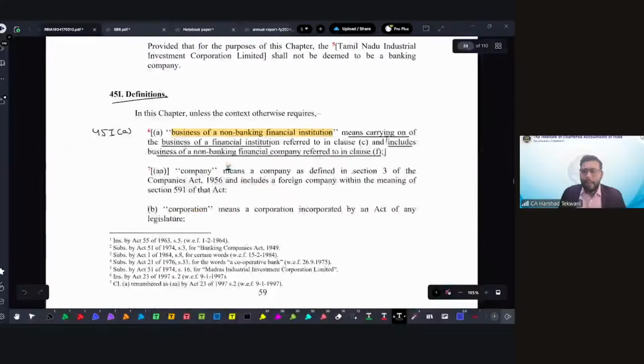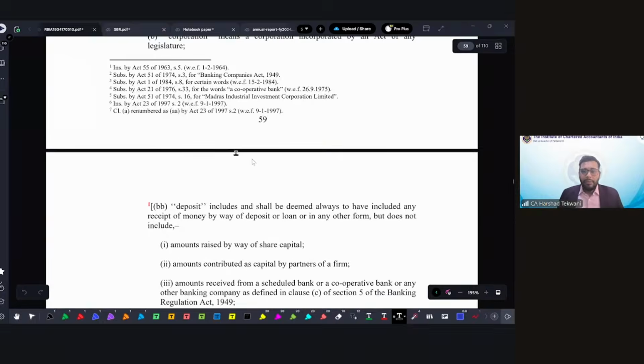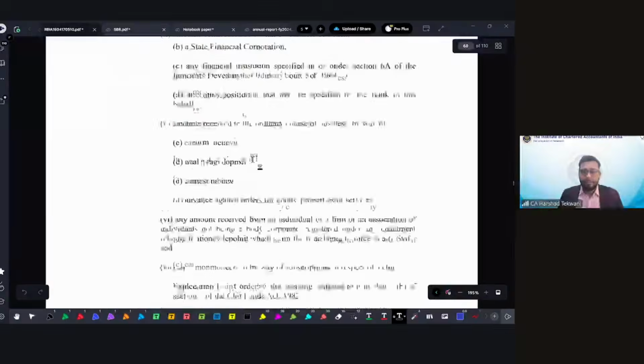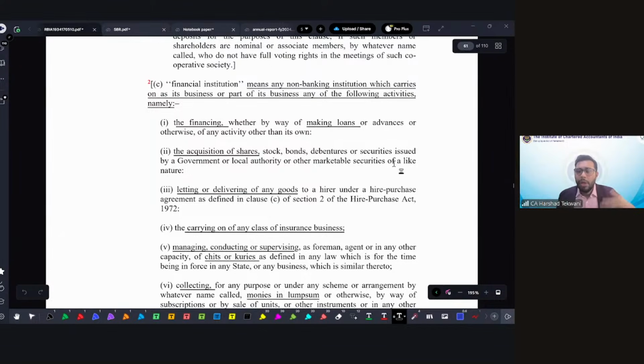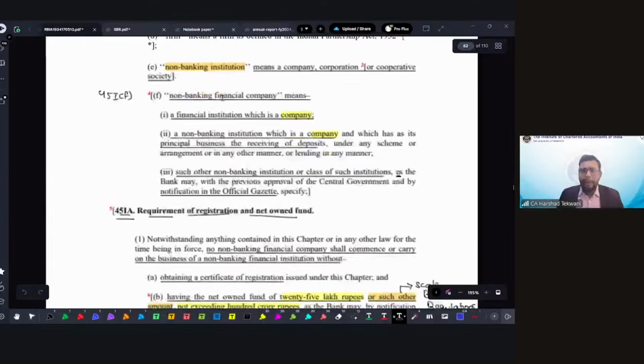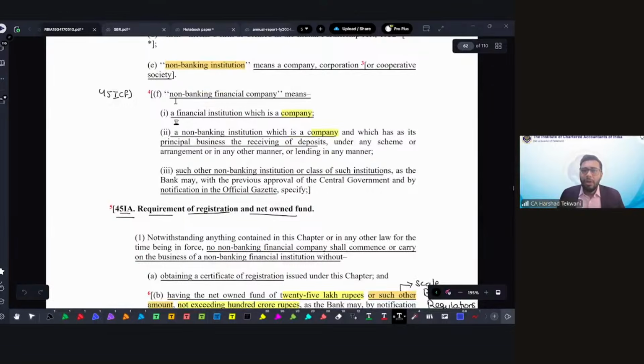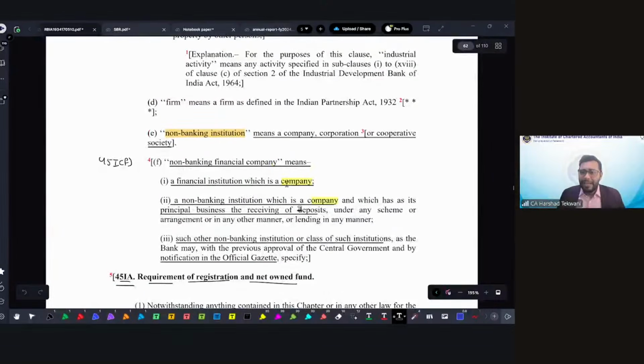Okay. Now, here, if you see what it says, that carrying on the business of financial institution referred in C and includes the business of non-banking financial company referred in F. Now, when we went through and we saw the financial institution for accepting loan, all those stuff. And when we saw non-banking financial, we saw that, okay, F means a financial institution, which is a company, non-banking company. Now, this is very important part.